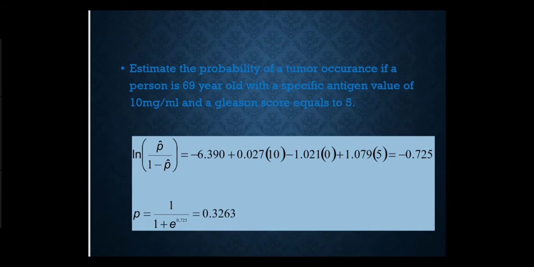So you akan dapat negative 0.729. Ini adalah ln of the ratio. So untuk dapatkan probability, okay, as you know, we can manipulate this ln P over 1 minus P. So last kali kita akan dapat 0.3263. So if a person is 69 years old with the SAV is 10 and the Gleason score is 5, the probability of that person will have ataupun will get a tumor occurrence is only 0.3263.